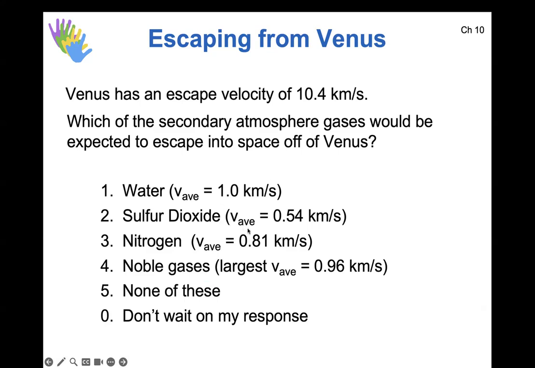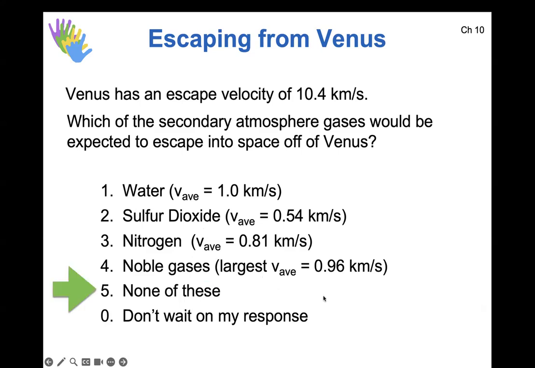So that V average, what is that? What does V average represent? Anybody know? Because all of them say V-A-V-E, and AVE just stands for average. Average velocity? Yeah. And all I'll add is that it's the average thermal velocity. It's how fast the molecules are bouncing around because of the heat energy that exists. So these are all the average thermal velocities of these different gases.